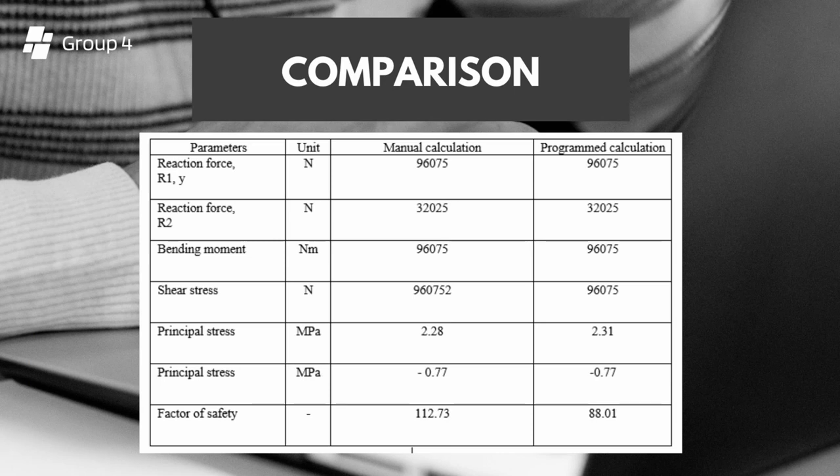Next is the comparison between the manual calculation and the program calculation. So we can see that there are minor differences between both methods of calculation, which is at the principal stress and the shear stress, also the factor of safety.